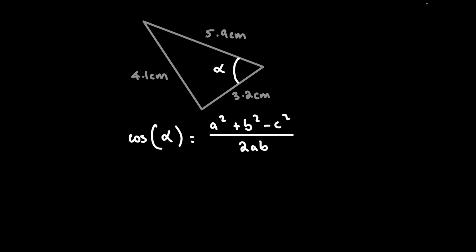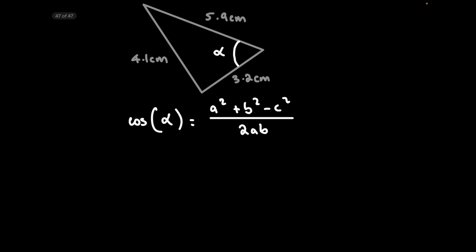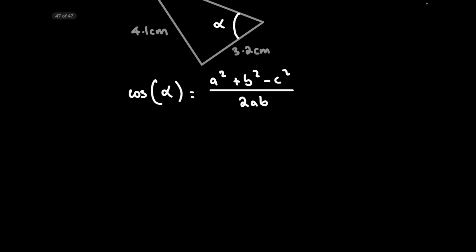And in this case, the angle opposite our missing angle will be denoted as c, and these two sides will be lowercase a and lowercase b. So let us now work out the value of alpha. To work out alpha, we would just take the cosine inverse of both sides.